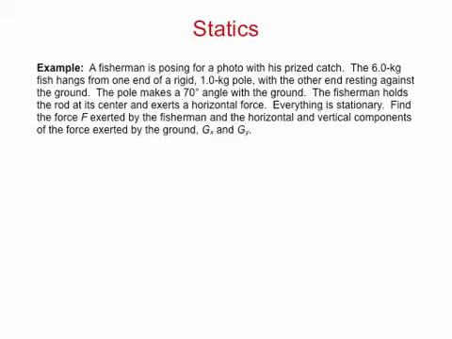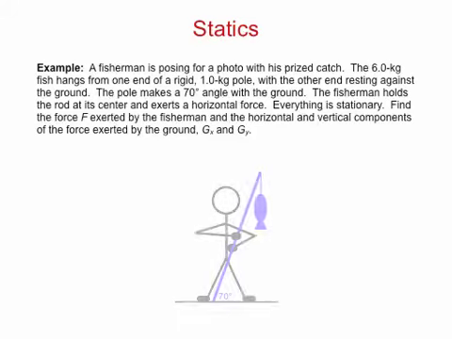As always, we start by drawing a good picture. Next, we indicate all forces acting on the pole, making sure to place the vectors at the location they are applied. We're told that the fisherman exerts a horizontal force on the middle of the rod, and we can treat the weight of the rod as if it acts at the center of mass, which is also at the middle of the rod. The weight of the fish acts at the top of the rod, and the ground exerts a force on the bottom of the rod.